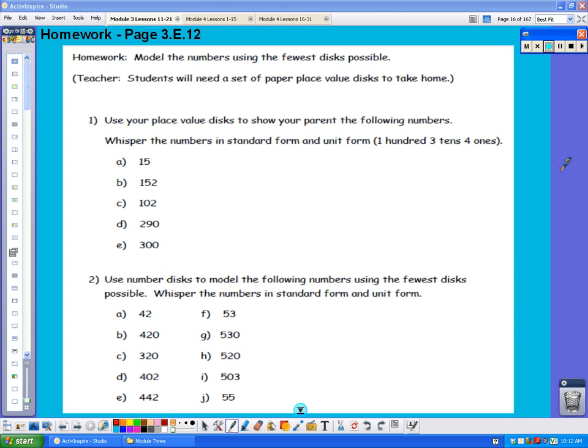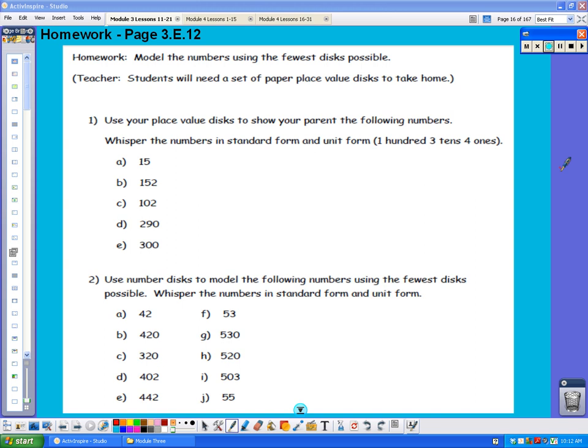If you do not have any of those materials, you can draw on a loose leaf sheet of paper or on the back of this sheet. We'll do number 1 together. It says use your place value discs to show your parent the following numbers. Whisper the numbers in standard form and unit form.